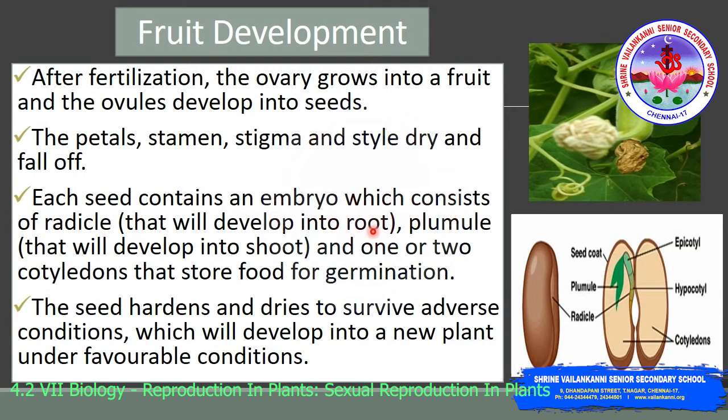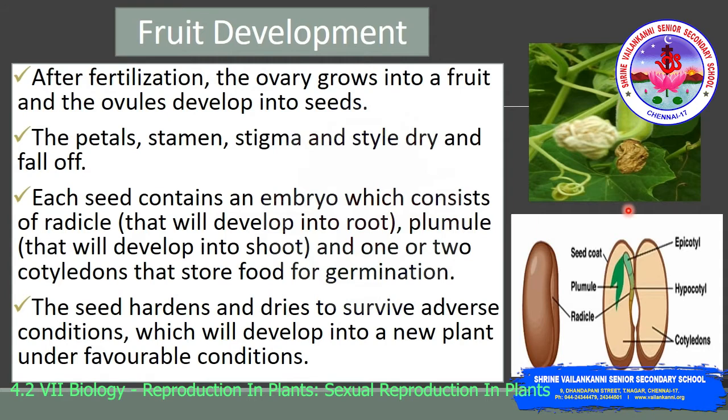So, after fertilization, the ovary grows into a fruit and the ovules develop into seeds. During fruit development, the petals, stamen, stigma and style dry and they fall off. And the fruits develop containing the seeds.